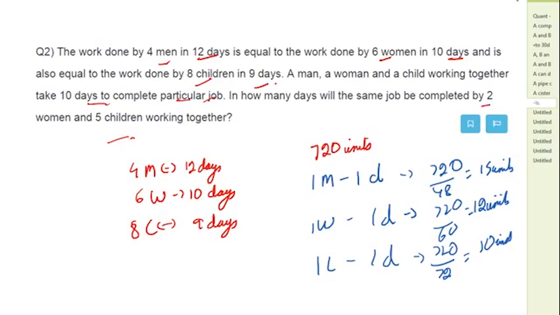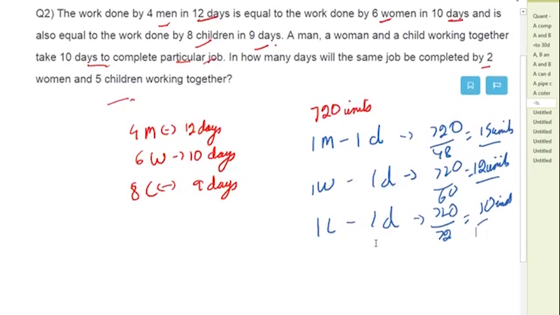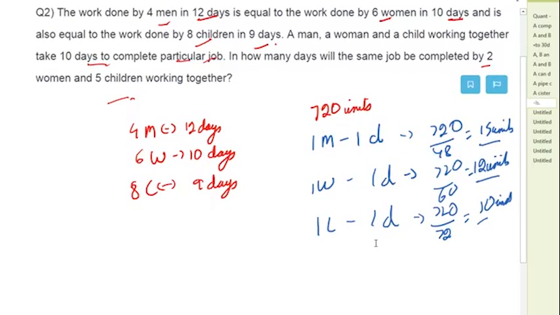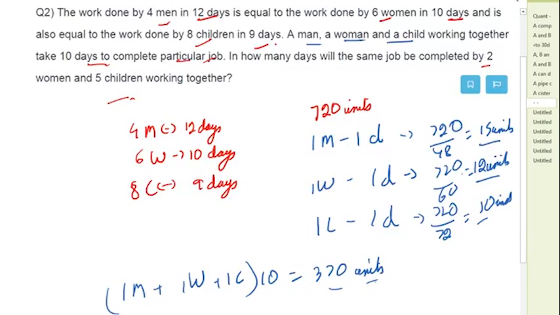So we know the man does 15 units of work, the woman does 12 units, and the child does 10 units. Now we want to know, when these three work together for 10 days, they are able to do a particular job. So when they work together, one man, one woman, and one child for 10 days, how many units will they complete? They will do 15 plus 12 plus 10, or 37 into 10, 370 units. So the total work is worth 370 units.